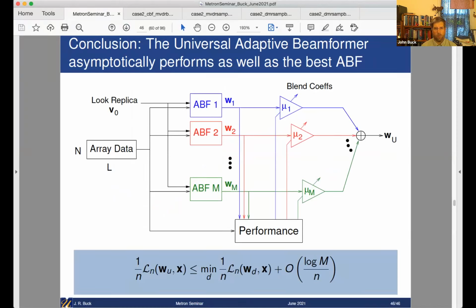And the really remarkable thing is I get this performance guarantee for every sequence that the average per sample performance of my universal algorithm is less than the best beamformer I would have chosen from the parallel branches with 20/20 hindsight, plus a penalty term that goes like order the log of branches over the number of samples, so something that vanishes asymptotically.